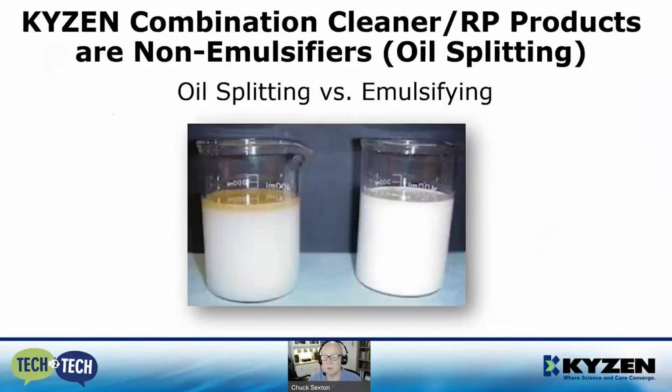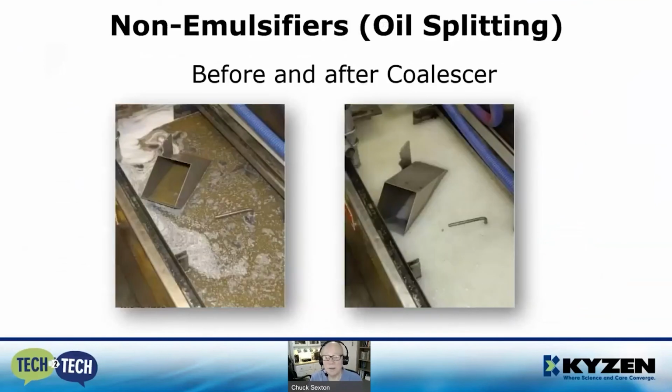So these products are all oil splitting products versus emulsifying. And many of you, I'm sure, know the difference. With the oil splitting products, we can remove the oil from the parts and then separate it to the surface, where it can then be removed in a coalescer. The advantage of the splitting products is your bath life is 4 to 6 times as long as what you get with the emulsifying products, and the parts come out cleaner because the bath doesn't build up as much oil concentration.